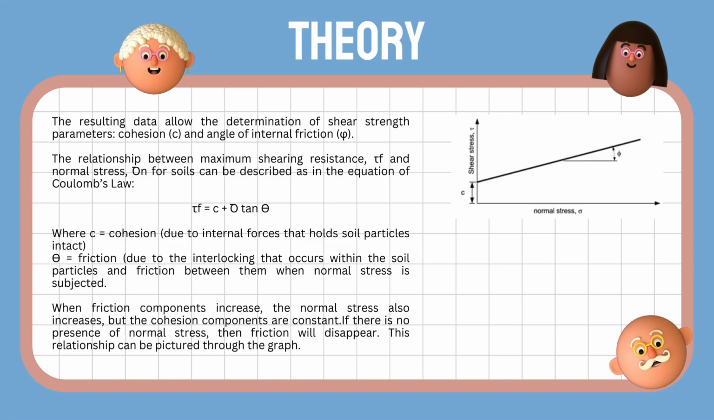The relationship between maximum shearing resistance and normal stress for soils can be described by the equation of Coulomb's law, where C is the cohesion and theta is the friction angle. When the normal stress increases, the friction component also increases, but the cohesion component is constant. If there is no normal stress, then friction will disappear. This relationship can be pictured through the graph.